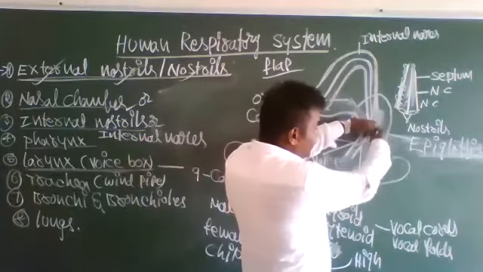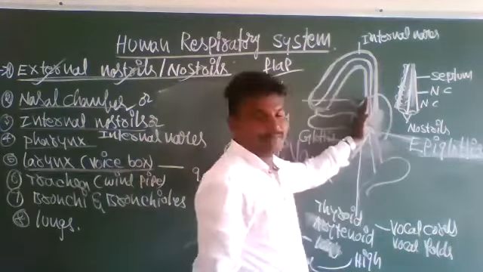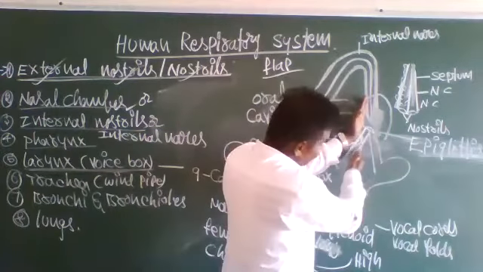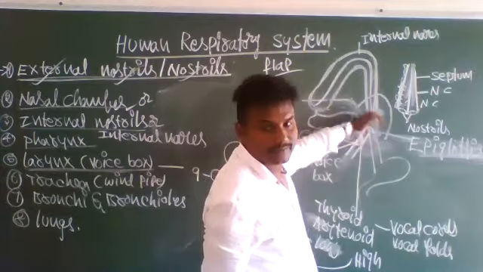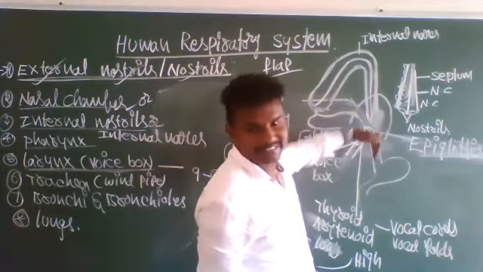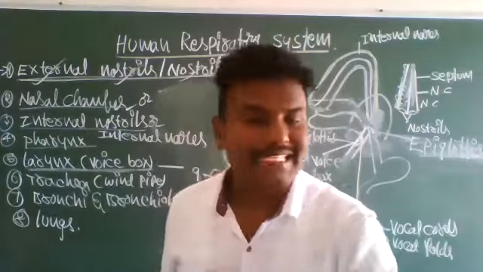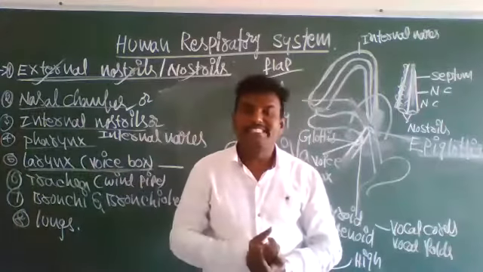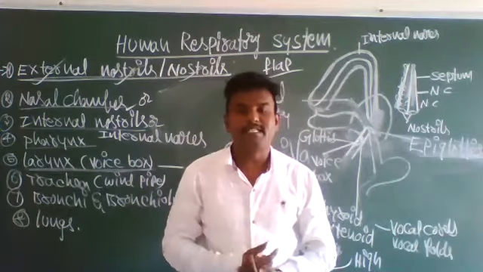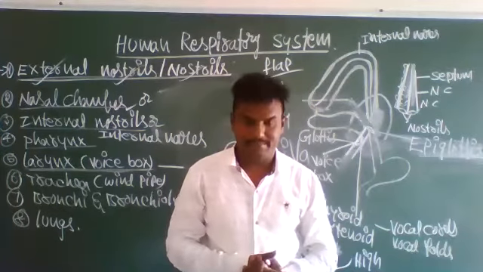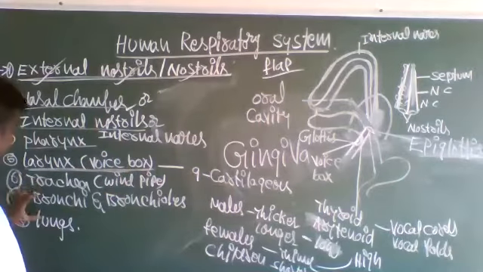When food has passed this region, immediately it returns. So this region is called the pharynx. The pharynx acts as a muscular chamber. It is a common passage for food and air. So this is the explanation about the larynx. Its continuity is the trachea, bronchi, lungs.